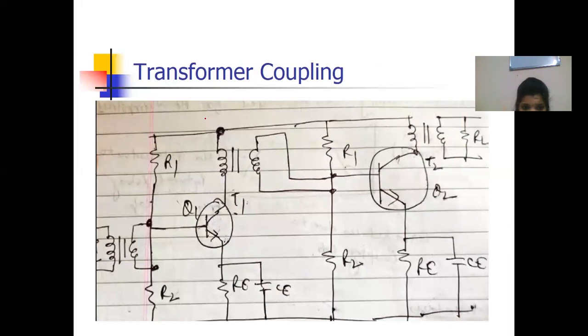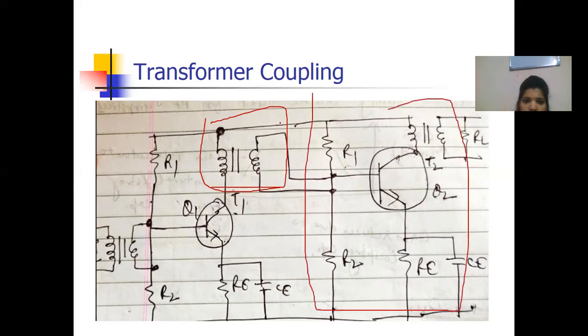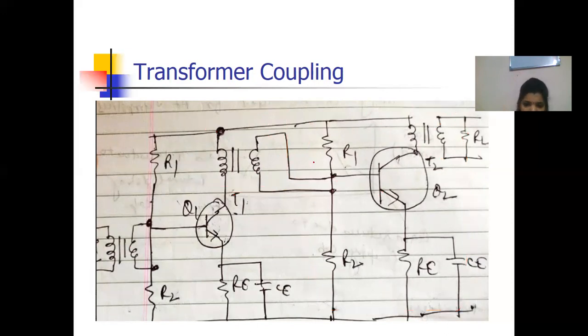See here, the transformer is used at the load place, and that is connected to the base of the other stage. This is your one stage and this is your other stage, and both stages are connected with the help of a transformer. Then again it's a load that is connected to the base of the other stage. So both diagrams are the same, with only the difference of the transformer.